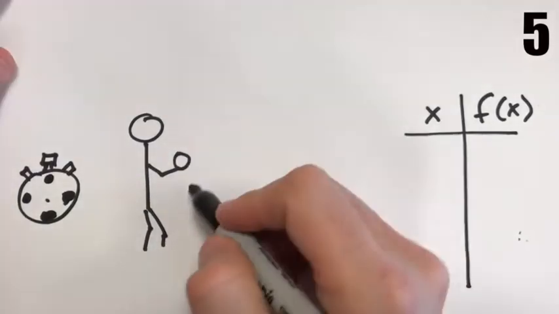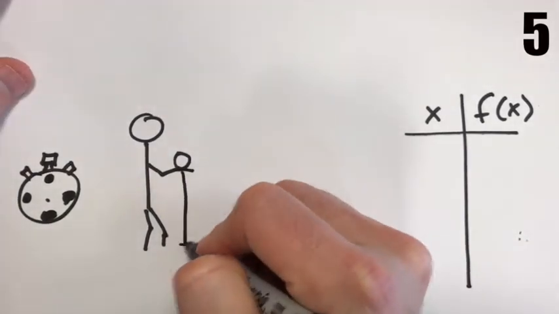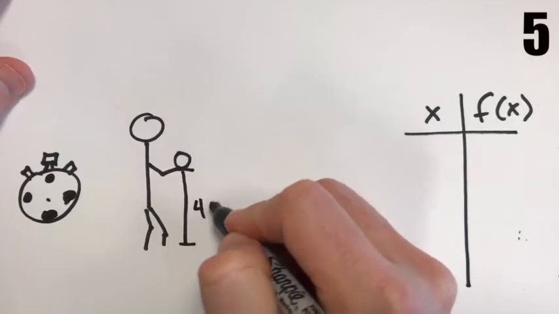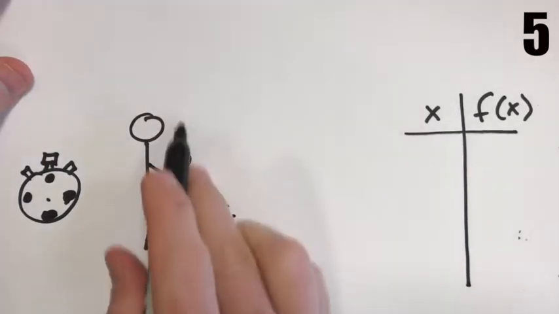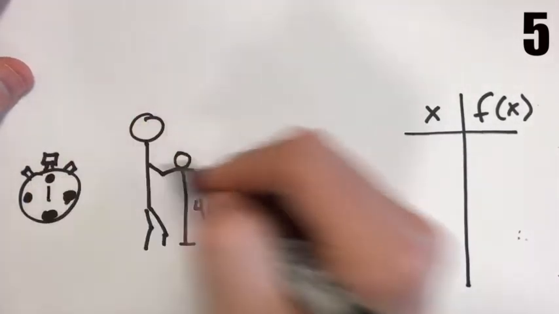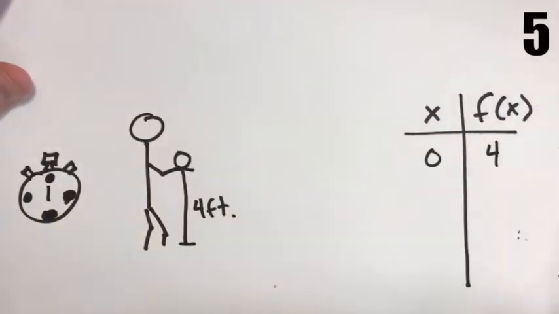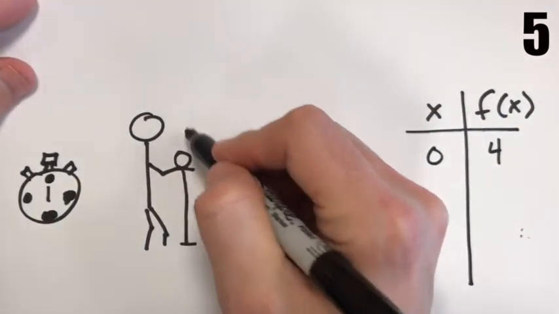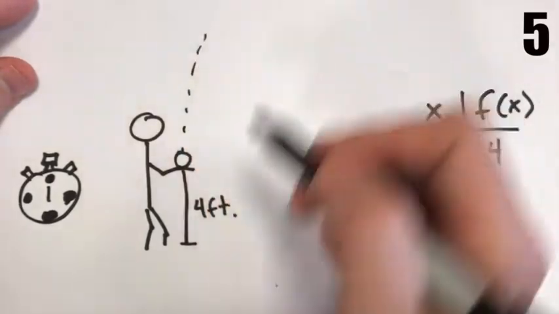Okay, in this case you've got a person with a ball that starts at an initial height of 4 feet and he's throwing it up in the air. So at 0 seconds the ball's at 4 feet. Now he tosses it in the air, okay?